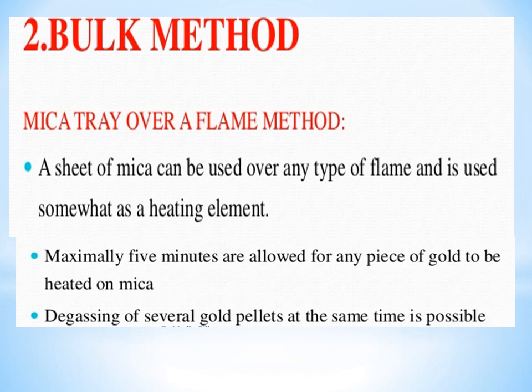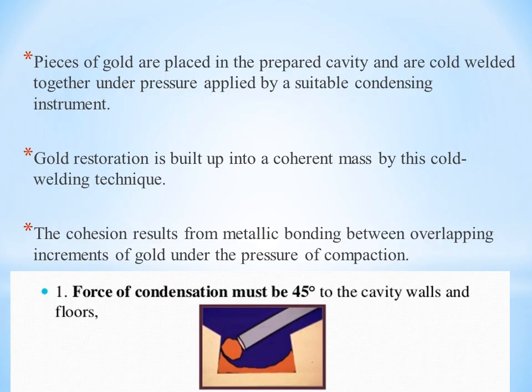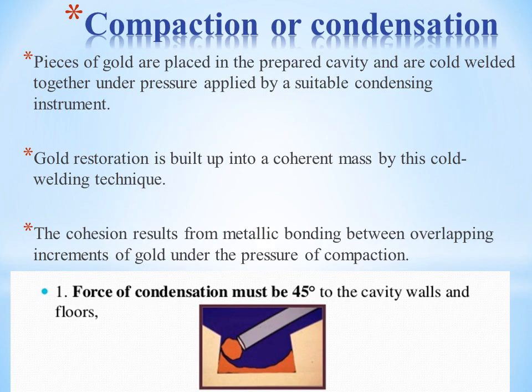A sheet of mica can be used over any type of flame and is usually used for heating bulk of gold foils. Maximally 5 minutes are allowed for any piece of gold to be heated on mica, and degassing of several gold pellets is possible at the same time due to this method. So after we are done with the degassing, the next step is the compaction or condensation. The pieces of the degassed gold foils are placed in the prepared cavity and are cold welded under pressure by a suitable condensing instrument.